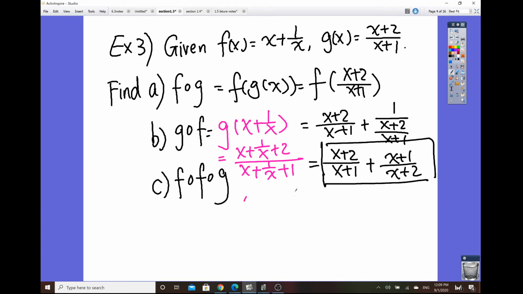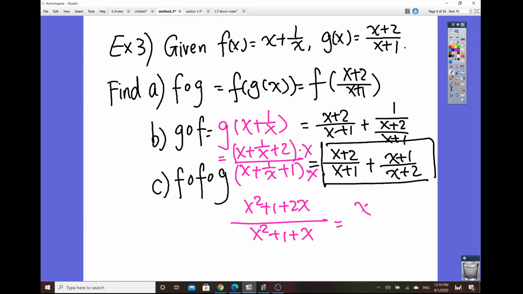Yes, you may. For this one, you can simply multiply the top and the bottom by x, because that's the least common denominator. So multiply everything by x, because you don't want to end up with a complex fraction here. We do have x squared plus 1 plus 2x. And then over the denominator, distribute: x squared plus 1 plus 1x. If you rewrite it, it's x squared plus 2x plus 1, and then the denominator is x squared plus x plus 1.